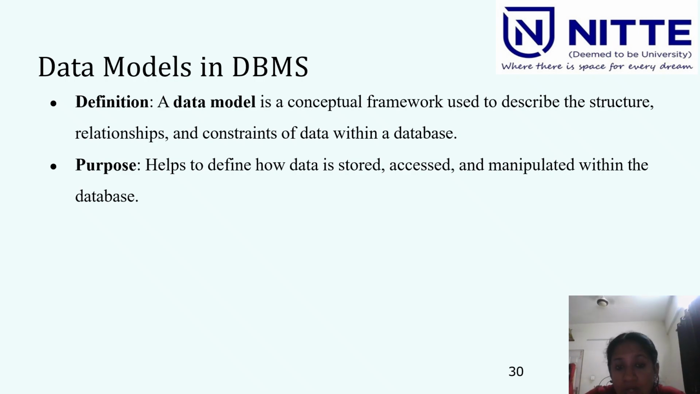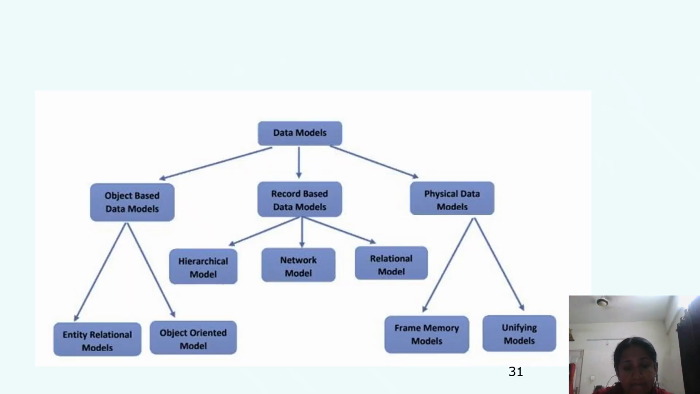A data model is a conceptual framework used to describe the structure, relationship and constraints of data within the database. It helps to define how the data is stored, how the data is accessed, how the data is manipulated within the database. So there are object-based data models, record-based data models, and physical data models.